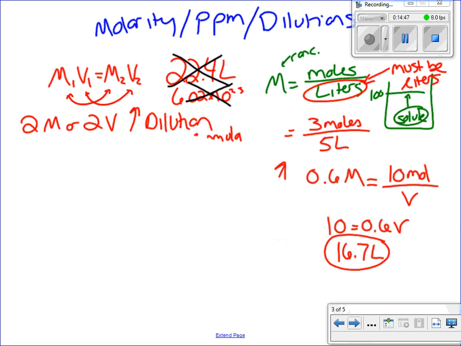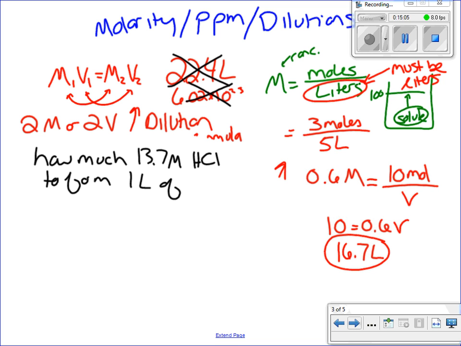Good. Your dilution formula is basically the same thing. You're going to plug and chug. I'll give you, how much 13.7 molar HCl do I need to form 1 liter of 6 molar HCl. Okay, I have 2 molarities here, right?